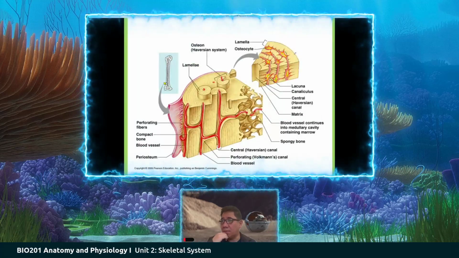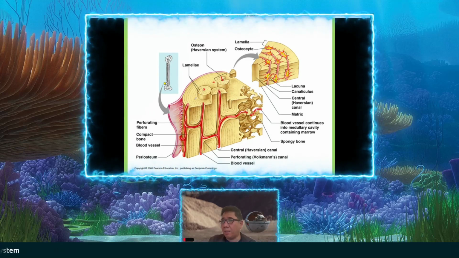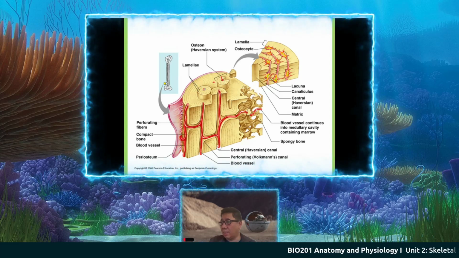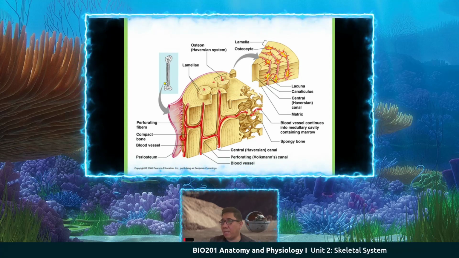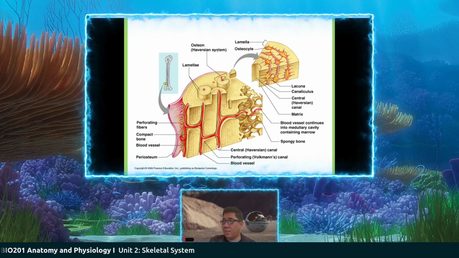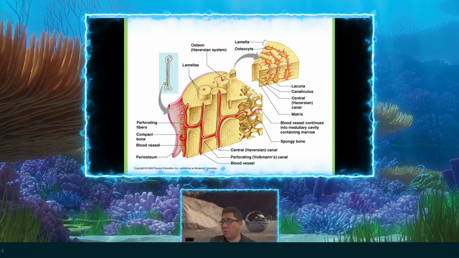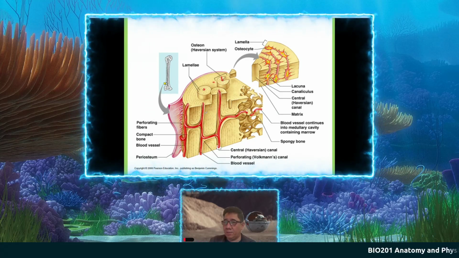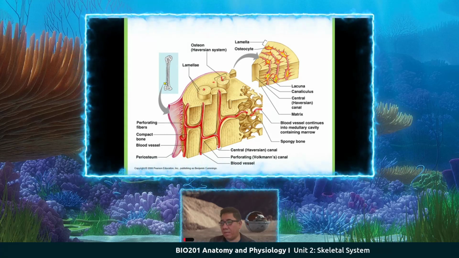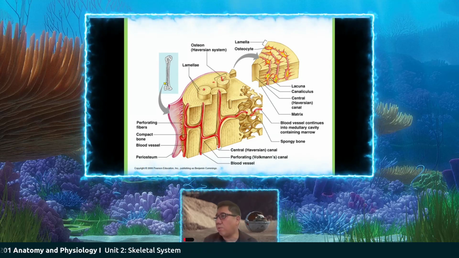Look just like this. Again, you have the parts of the compact bone: concentric lamellae, and the interstitial lamellae between the osteons. You have the osteocytes, which are in the lacunae. You have the periosteum on the outside, the perforating canal, the central canal here, and the spongy bone here.